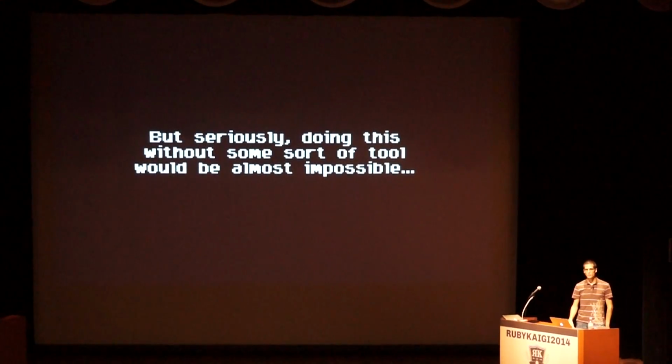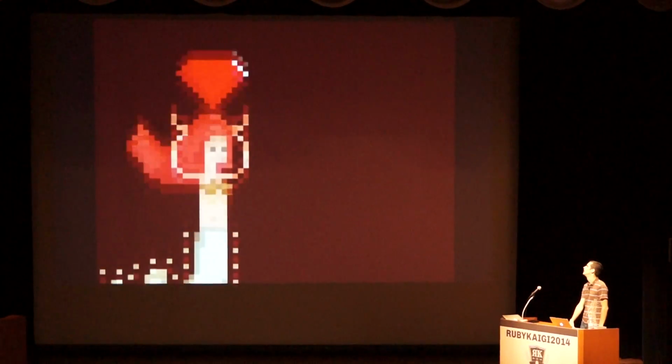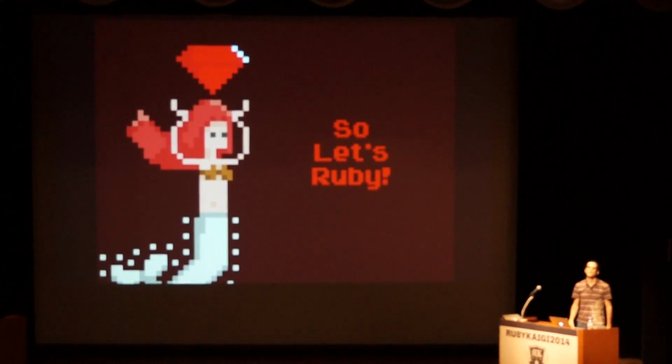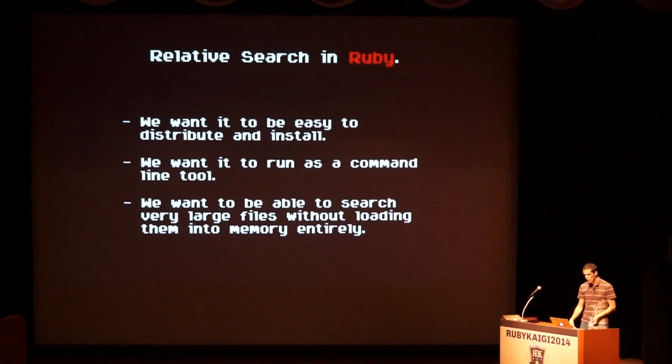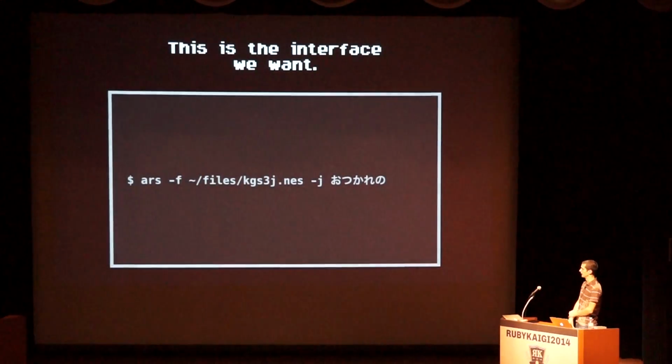But if you tried to do this without some sort of tool, it would be impossible. It would be so difficult, so time-consuming. So let's Ruby. Relative search in Ruby. We want a relative search tool that runs on the command line, and we want it to be easy to distribute and install. We want it to run as a command on the command line, and we want it to be able to search very large files, like even N64 games, without loading them into memory entirely. And this is the interface that we want for a command line tool.